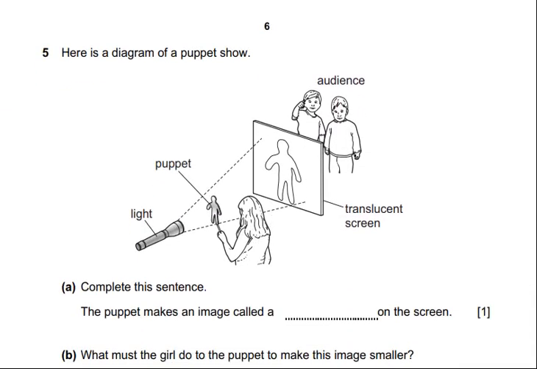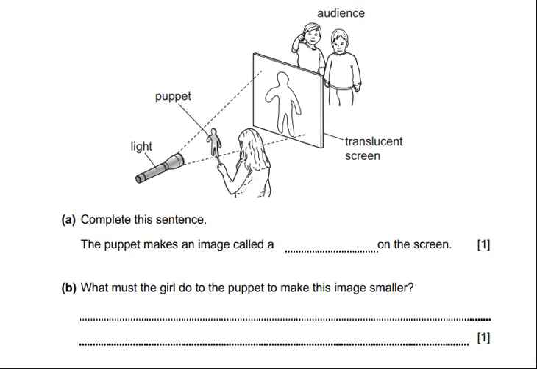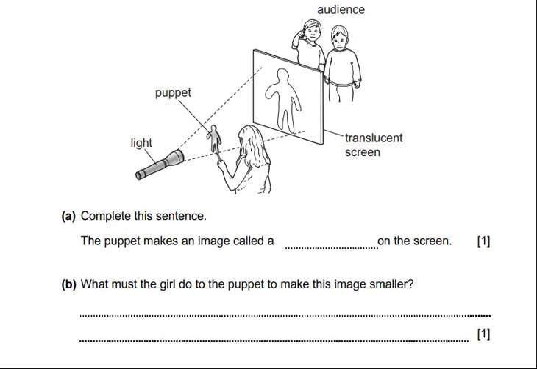Page 6. Question number 5. Here is a diagram of a puppet show. And question A, complete this sentence. The puppet makes an image called A dash on the screen. So we need to find out what we call this image. So it's called a shadow. You just write down shadow in the blank.